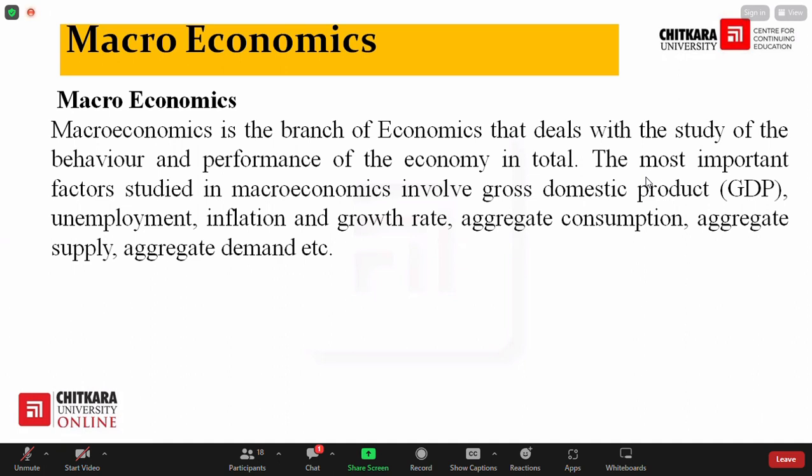These are not a single individual problem. These are not a single customer problem. Unemployment is not a company problem. It is a country problem. Poverty is not a company problem. It is a country problem. Aggregate consumption. I'm not talking about the consumption of a single customer. I'm talking about the consumption of all of the customers, all of the people who are consuming in our economy. Aggregate supply. I'm not talking about the supply of a single company's product. Here I'm talking about all of the products which are produced in an economy in a fixed period of time. So this is macroeconomics.